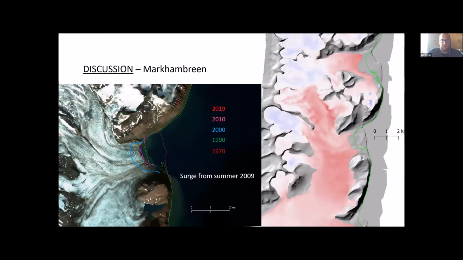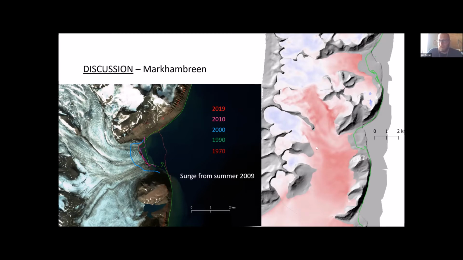And there's this other thing with the Markham Brand, which actually experienced a surge, which was reported to start in summer 2009. So this is why it's the only glacier which experienced a re-advance of its frontal position. So you see the 2000 position of the front, and then it advances some 500 meters to 2010. Then it's more or less stable, or again starting to retreat.